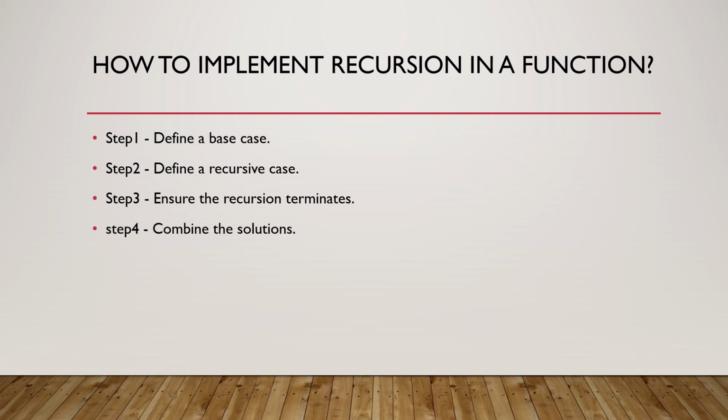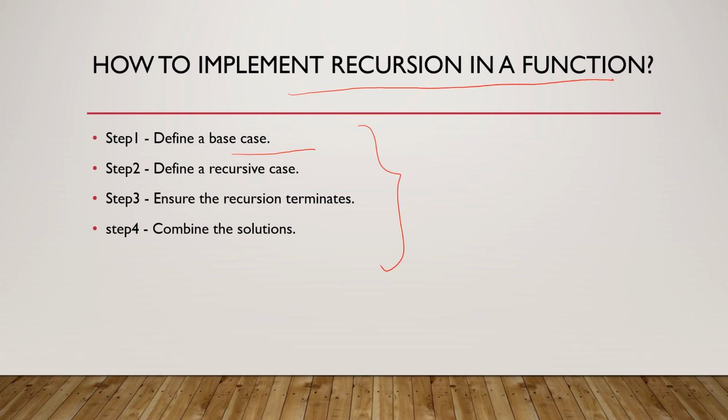Now, how to implement recursion in a function? In order to implement recursion in a function, few steps are there. The first step is define a base case, which means that identify the simplest case for which the solution is known or trivial. This is the stopping condition for the recursion, as it prevents the function from infinitely calling itself.